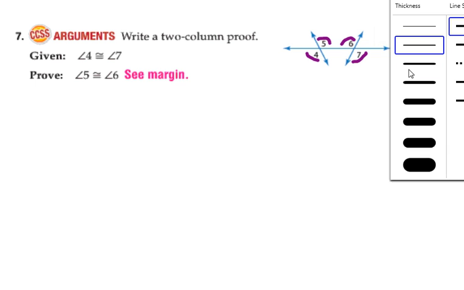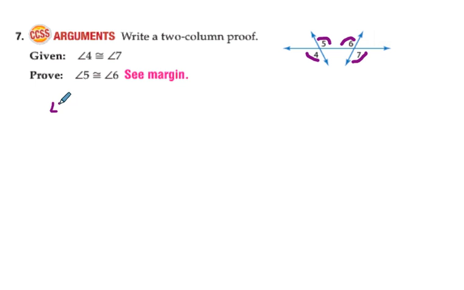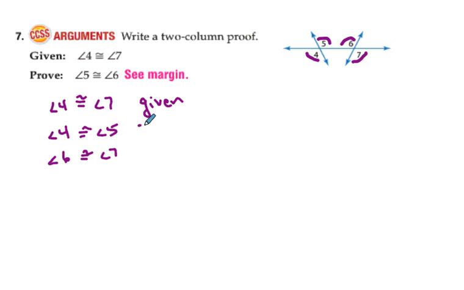So here we go. We're going to start off with our given. Angle 4 is congruent to angle 7, and that was given. Then I've got these vertical angles. Angle 4 is congruent to angle 5, and also 6 and 7. So angle 6 is congruent to angle 7, and both of those were from the vertical angle theorem, or vertical angles are congruent is what the theorem says.